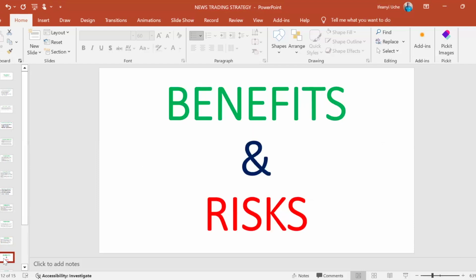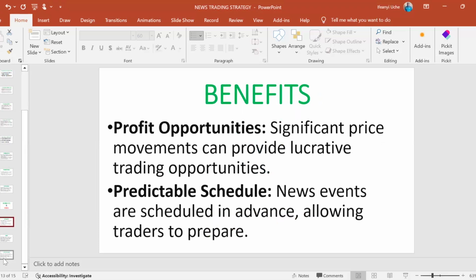Then benefits and risks of news trading. Let's quickly look at the benefits. You have profit opportunities. Significant price movements can provide lucrative trading opportunities during news releases. And of course, one of the major benefits is that there is a predictable schedule. You can determine when you want to trade.